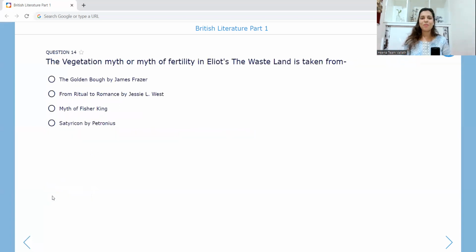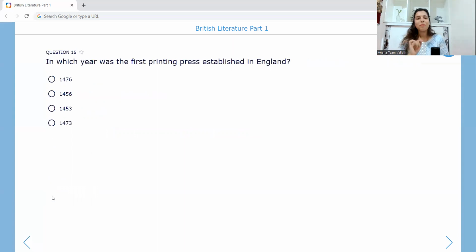Okay, let's go to question number 14. I'll come to 15. Okay, 14 had a little confusion. In which year was the first printing press established in England? Options are A 1476, B 1456, C 1453, or D 1473. Tell me. It is option A 1476. And who brought the printing press to England? William Caxton.